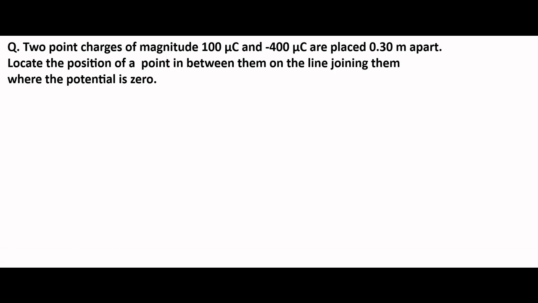So here is another question on electric potential. It is given that 2 point charges of magnitude 100 microcoulomb and minus 400 microcoulomb are placed 0.3 meter apart. Locate the position of a point in between them on the line joining them where the electric potential is 0. Okay, so this is the thing.